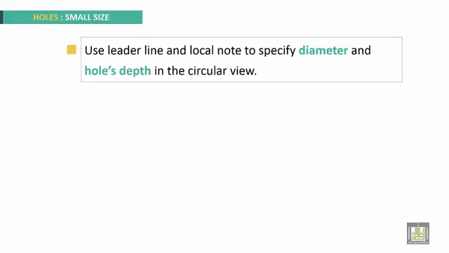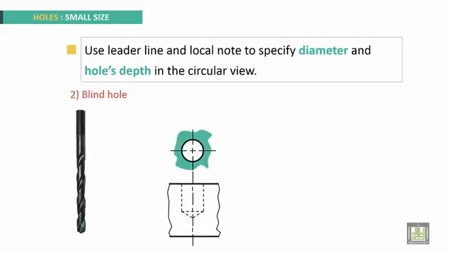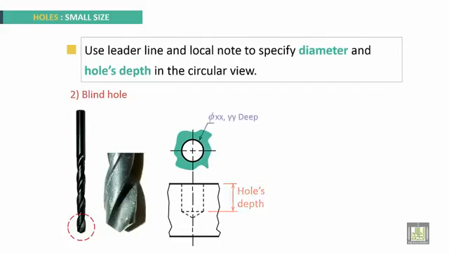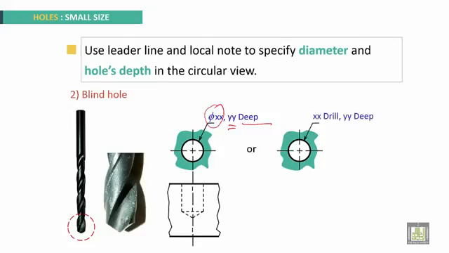Use leader line and local note to specify diameter and hole depth in the circular view. Blind hole. Here, we specify the diameter and the depth with local notes, or another method, xx drill to specify the diameter and to say that it is drilled, and here to specify the depth of the hole.